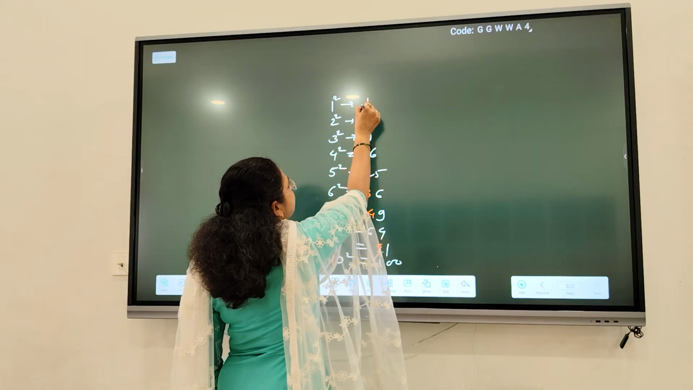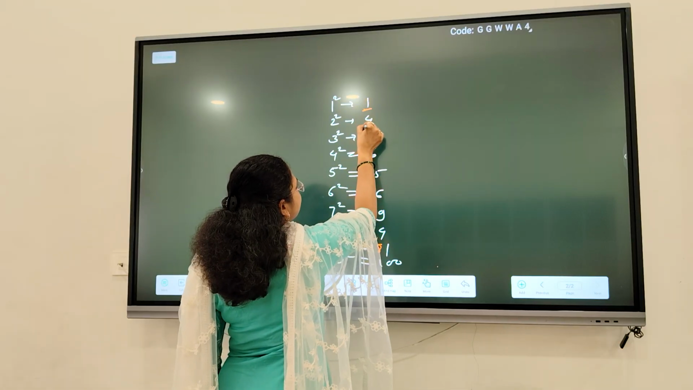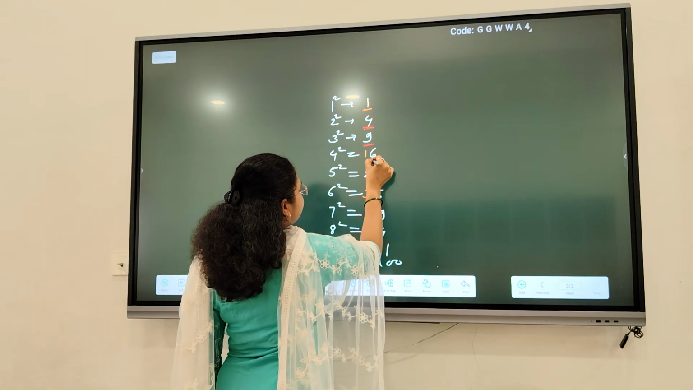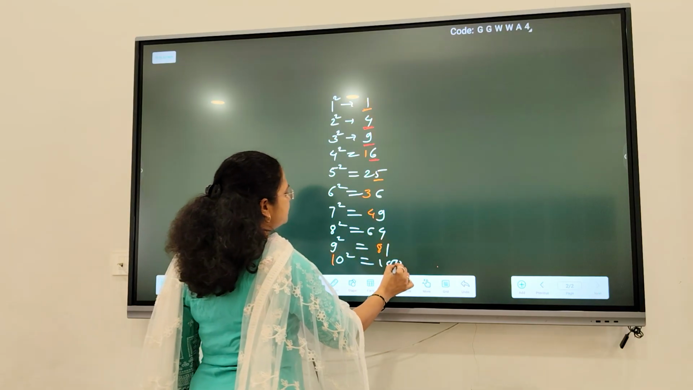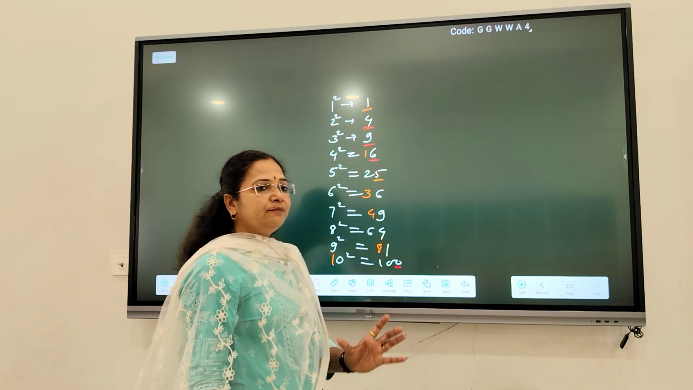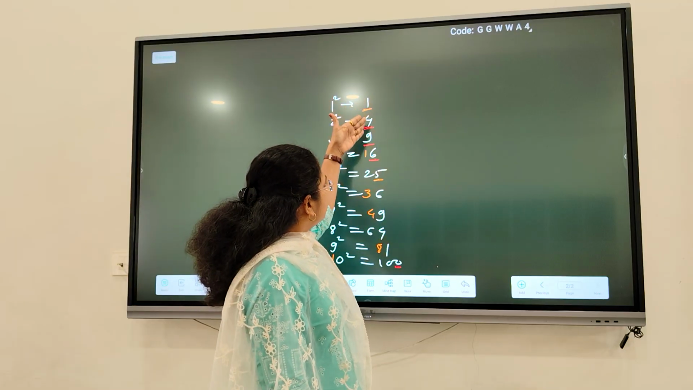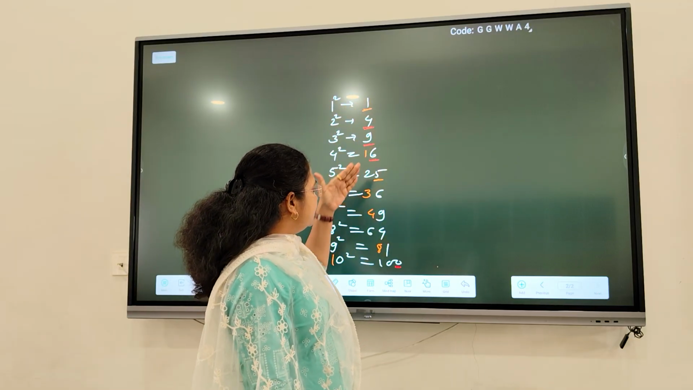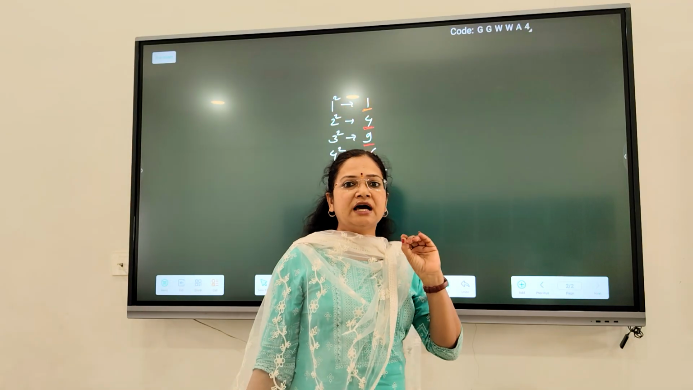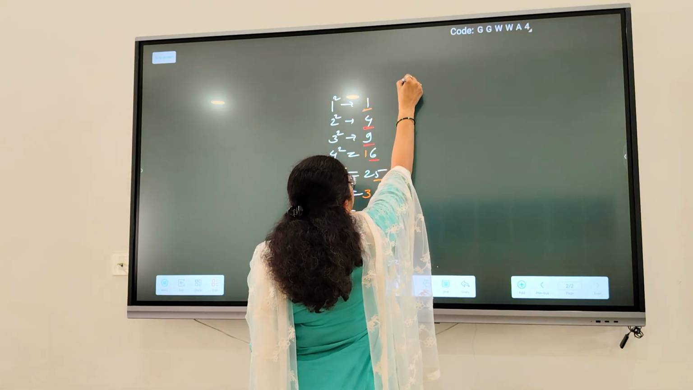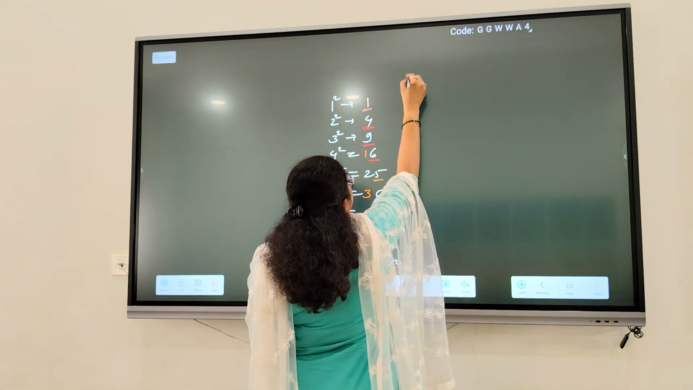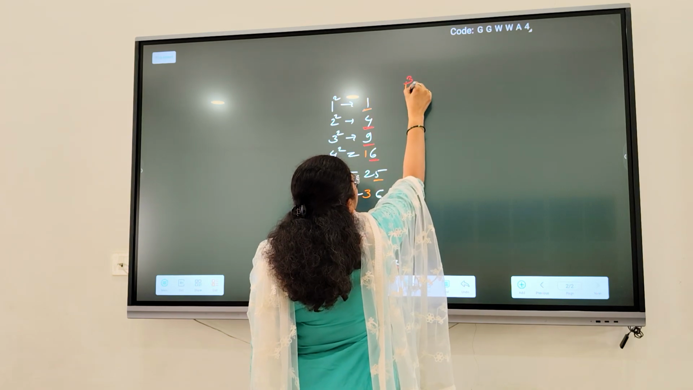Now observe the unit place numbers: 1, 4, 9, 6, 5 and 0. If on the unit place there is 1, 4, 9, 6, 5 and 0, they are square numbers. Now what is cube? In cube numbers, 1 cube.